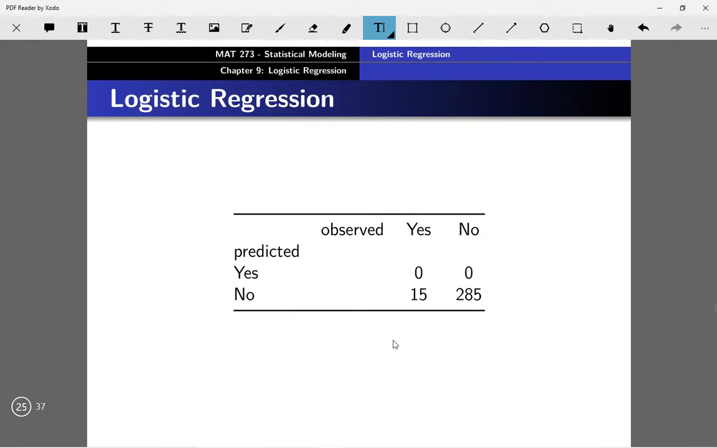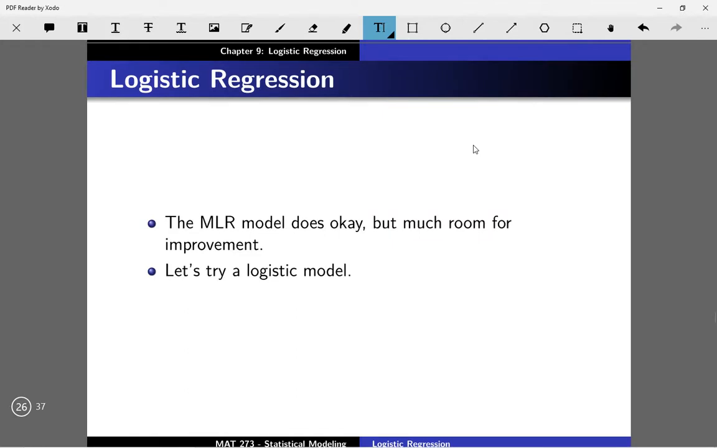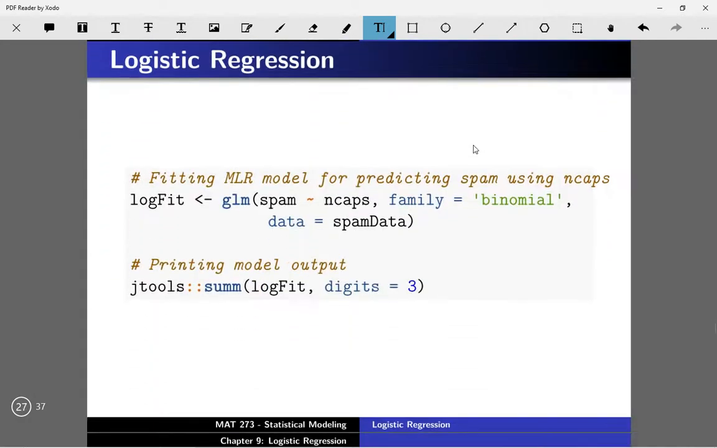So this model is not very good. It predicts the same thing every time for our data set of it not being spam. So that's not great. It's not a very good model. So a lot of room for improvement. So let's try a logistic model and see how that does.